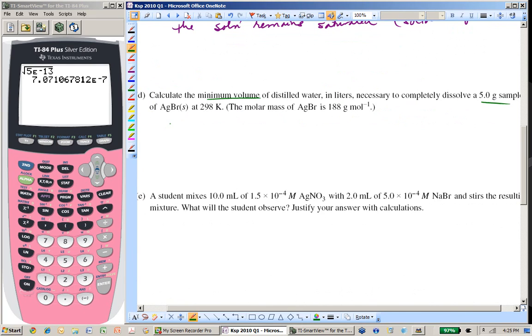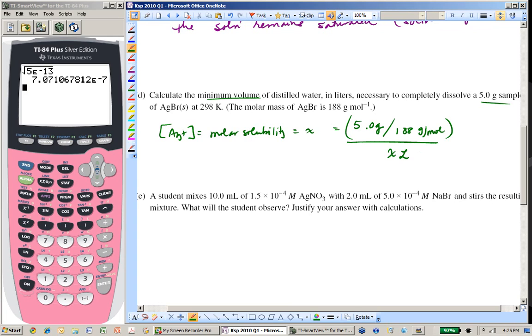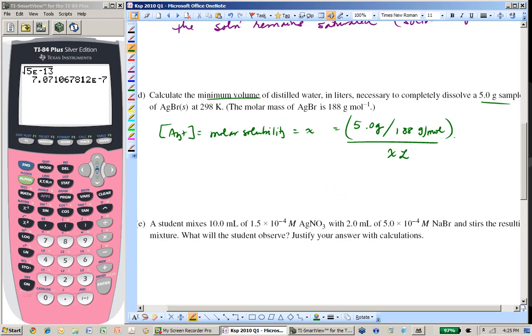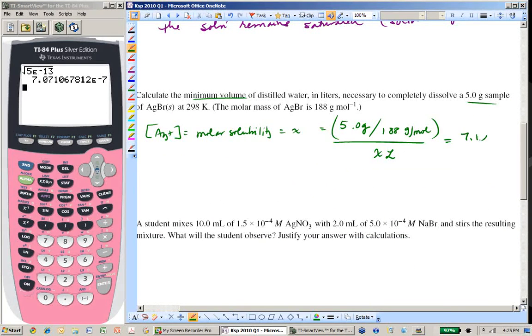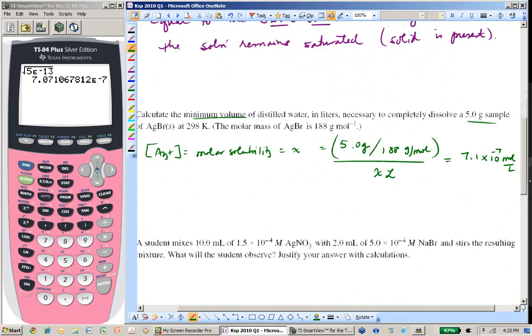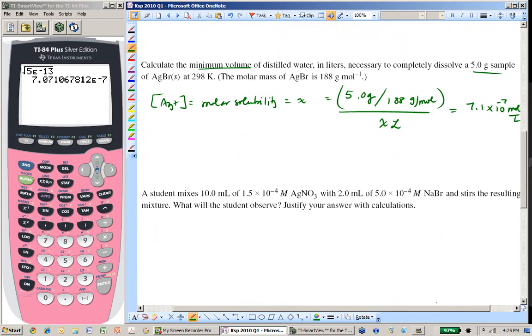All right, so the concentration of the Ag plus is equal to the molar solubility, right, is equal to X. That's the concept you're going to get started with. And that's equal to 5.0 grams divided by that molar mass to get moles. Are we in agreement that it's an expression for moles of the silver bromide over X liters? That's my relationship. So I'm using the fact that I know the molarity, which is 7.1 times 10 to the minus 7. Let the problem lead you. You calculated the molarity earlier, right? Right there. So now come and use it and solve for X liters.